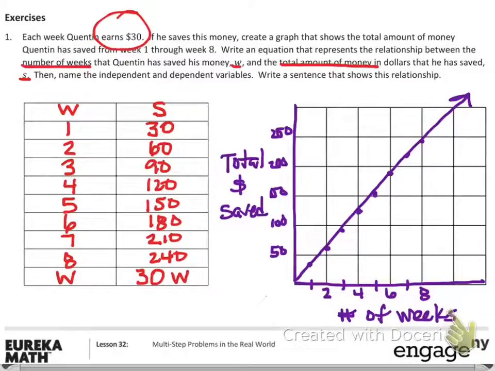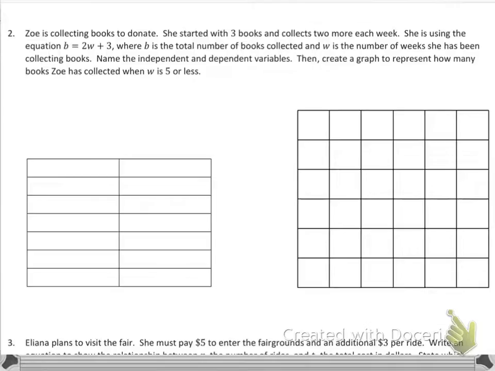All right. What's our title? I don't know. Maybe savings. Something like that. Savings. Okay. Let's try another one. Pause it. Try it yourself. And then we'll come back and see if you can get the right answers.